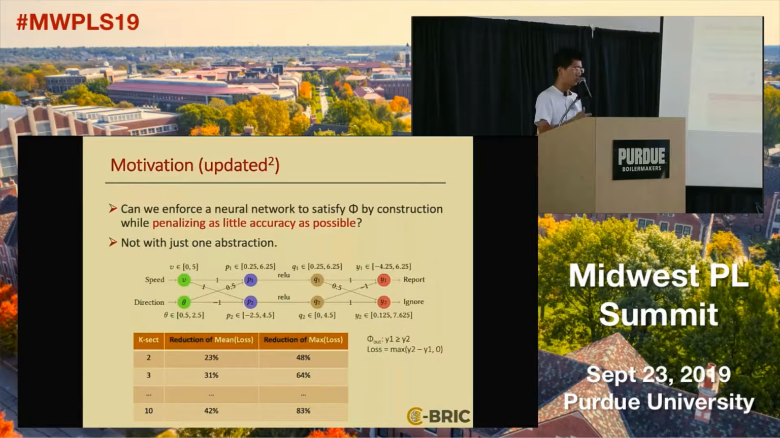And if we do it more and more, if we divide into 10 equal pieces along every dimension, the maximum of the loss will decrease by an extreme 83%. So these numbers tell us that the original correctness loss, when we're just using one coarse universal approximation, is very imprecise. That's due to the spurious counterexamples introduced from the approximation.